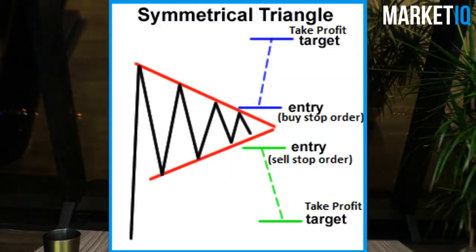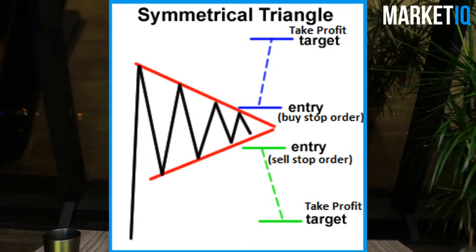A symmetrical triangle is also a type of consolidation. Looking at the example on the screen, you can see we have lower highs and higher lows. Like we said, neither buyers nor sellers can push the price in their direction. When this happens, we get lower highs and higher lows. As these two slopes get closer and closer to each other, it means that a breakout is coming soon. So either we're going to see a breakout to the top side or a breakout to the bottom side. Eventually, one of these sides is going to break. Buyers are going to take over or sellers will take over.